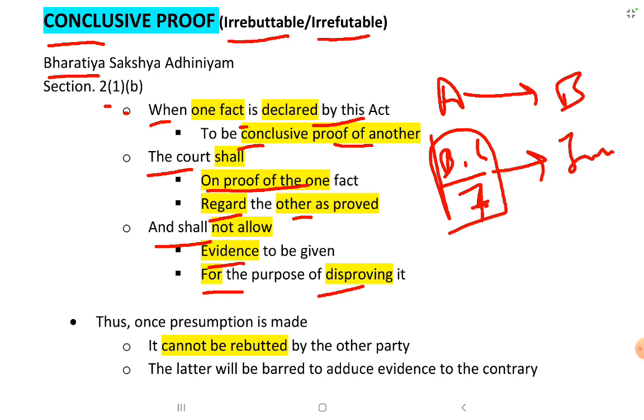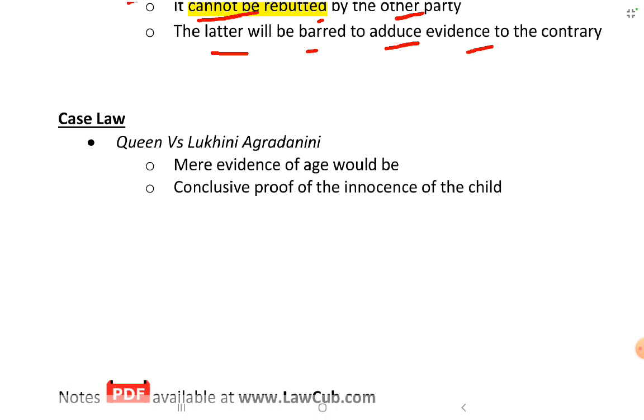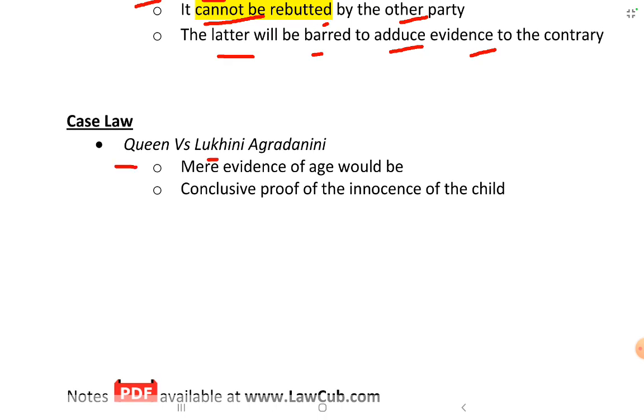Then in that case, this will be presumed as proved that he is innocent and no proof can be given against it, no evidence can be given against his innocence. Thus, once presumption is made, it cannot be rebutted by the other party. The latter will be barred to adduce evidence to the contrary. For case law, you can write Queen versus Lukhini Agradanini. In it, the court said mere evidence of age would be conclusive proof of the innocence of the child.